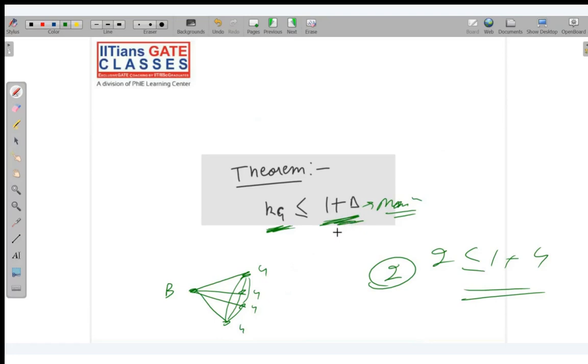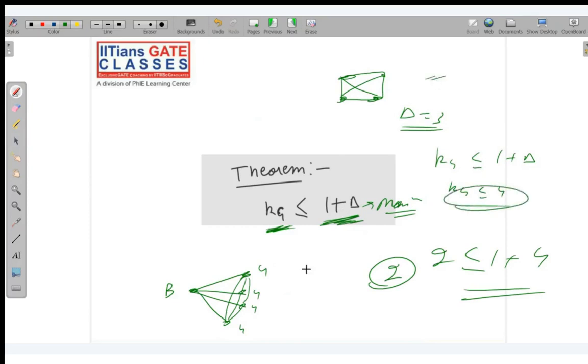So the extreme case will be your complete graph. For example, here I have taken K4. What is the maximum degree delta? It is a regular graph, na? So delta is 3, maximum degree or minimum degree, everything is 3 here. So what is kg here? kg is less than or equal to 1 plus delta. That means kg should be less than or equal to 4, and here obviously you are getting 4 as the answer. So this is the upper limit. So kg is less than or equal to 1 plus delta. You should know this theorem.